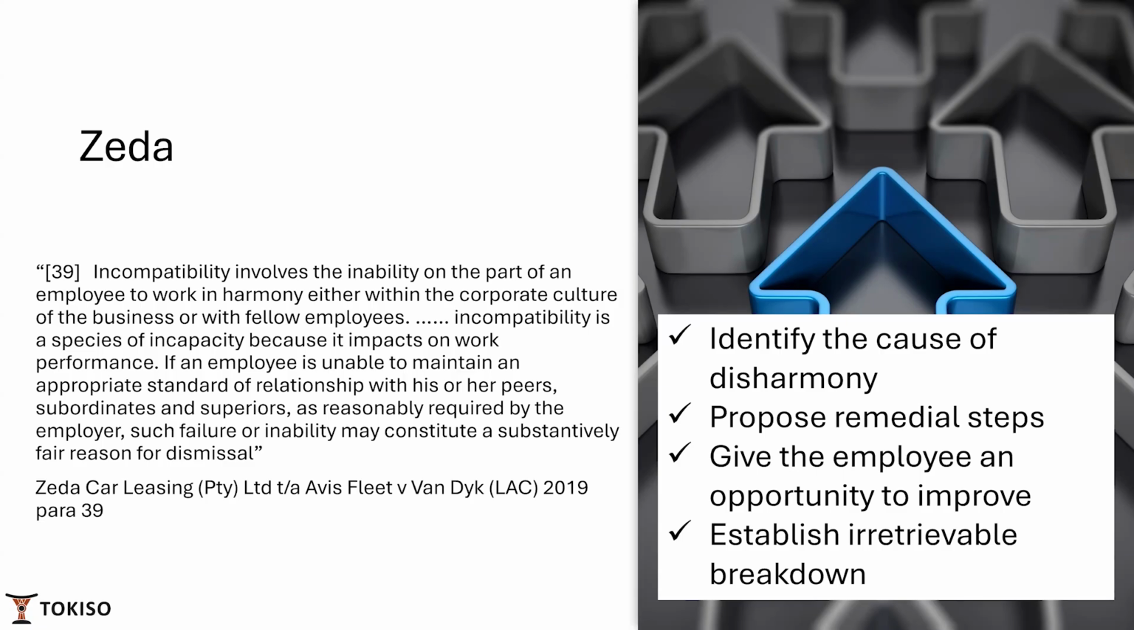Let them know what the issues are. You need to ensure that they understand that this is not congruent with company culture, that there is a misfit, that the behavior is causing that disharmony, and give them an opportunity to improve. And before you even consider dismissal, you must first establish that there is irretrievable breakdown. Distinguishing the issue is relevant not only for misconduct but also for operational matters, and it is certainly relevant in terms of determining right up front what the cause is of this disharmony.